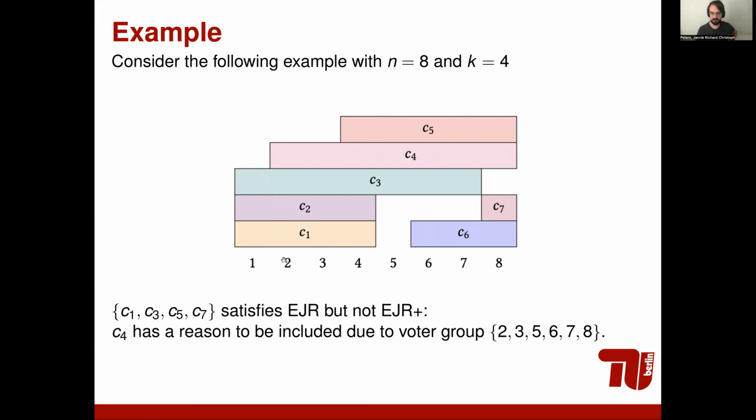Namely, if you look at voters 2, 3, 5, 6, 7, and 8, and candidate C4, then this group is large enough to deserve 3 candidates, but they all just have 2 candidates approved. So they would be able to say this is very unfair. We would be able to deserve 3, and there's a candidate we all have in common, but this was not selected. So there's maybe something wrong with our election.